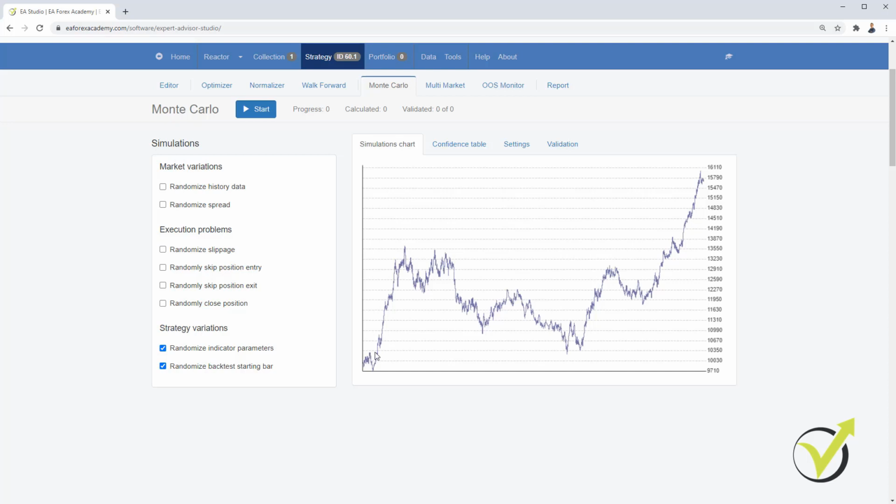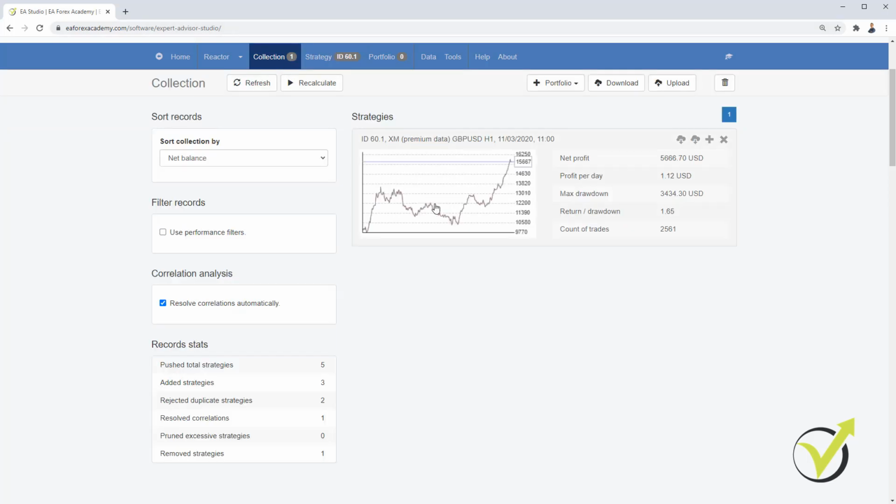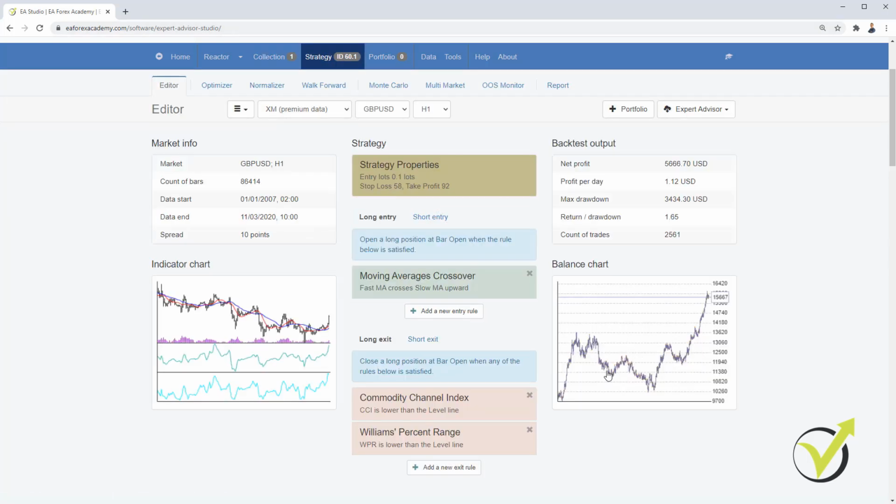Okay, so this way we will know if the strategy was optimized for the indicator parameters, just what I explained about over optimizing. Okay, and we will know if we start at any moment at any bar with this strategy, with this expert advisor, is it going to be still profitable or not? Okay, and this way we will know if the strategy was over optimized exactly for the period tested. So if I go to collection and I select that strategy again, okay, you see that it showed that it was over optimized for that period.